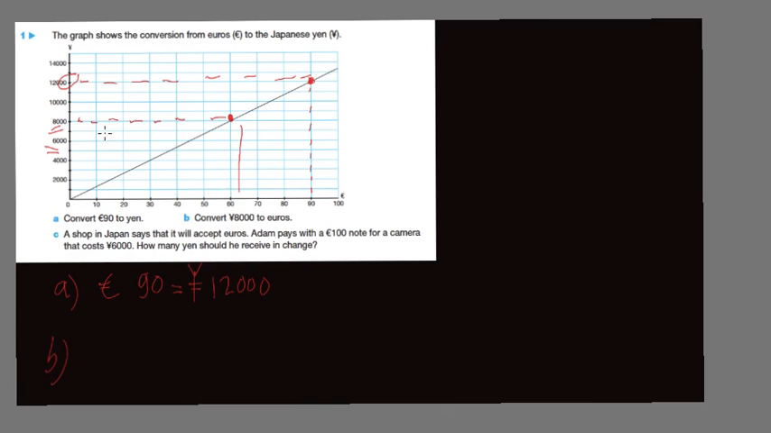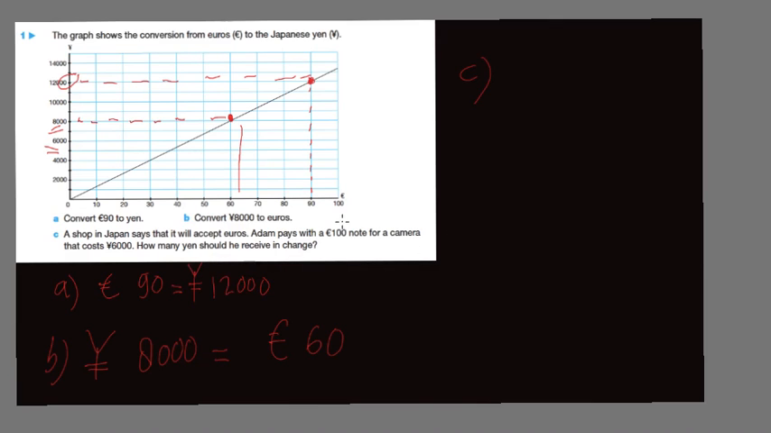Okay, we find that 8,000 yen is equal to 60 euros. So for number 1C, a shop in Japan says that it will accept euros. Adam pays with a 100 euros note for a camera that costs 6,000 yen. How many yen should he receive in change?